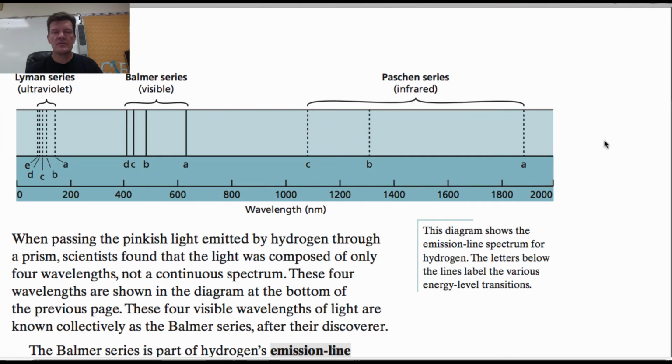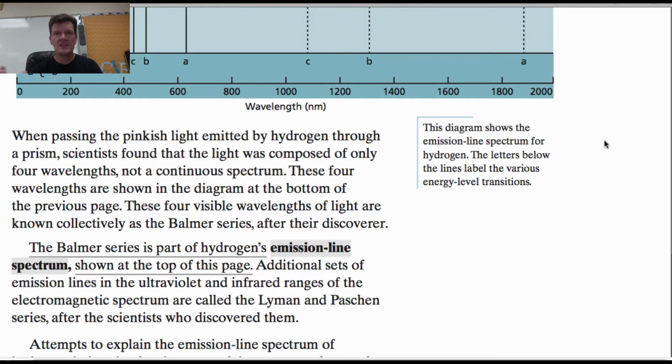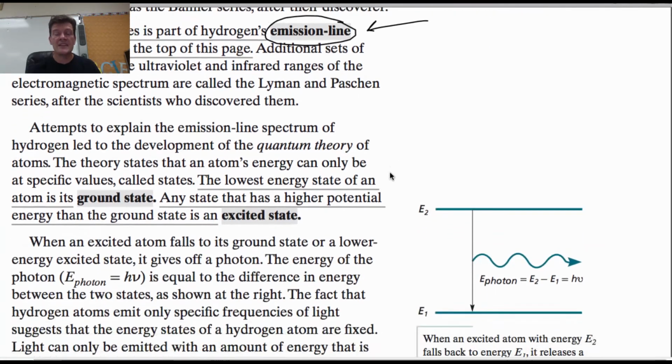And this can be done for any element. Every element has its own unique pattern for emitting certain wavelengths. Okay? And it is called the emission line spectrum. Okay? So every element has its own emission line spectrum. Now, why does this happen?